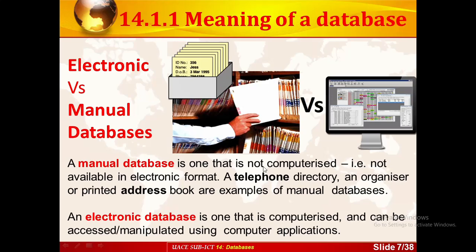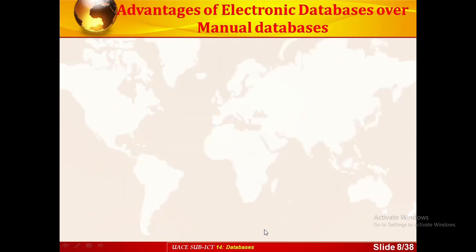A manual database is one that's not computerized. You don't have it in electronic format. For example, a printed address book is a manual database. An electronic database is one that is computerized and can be accessed using computer applications.